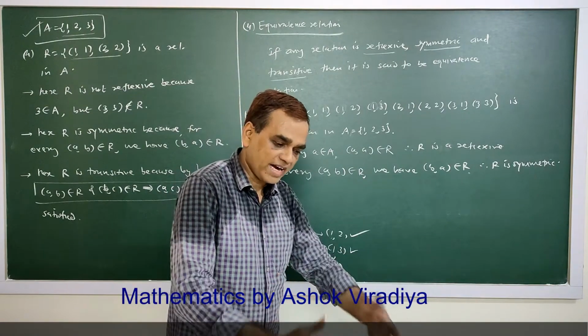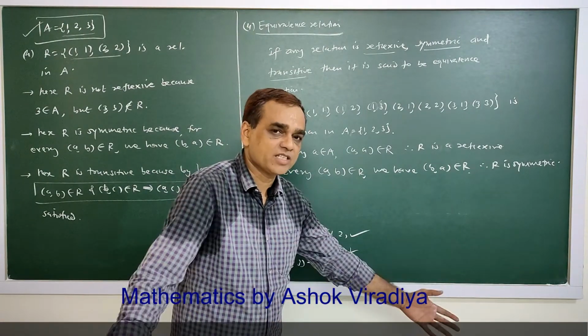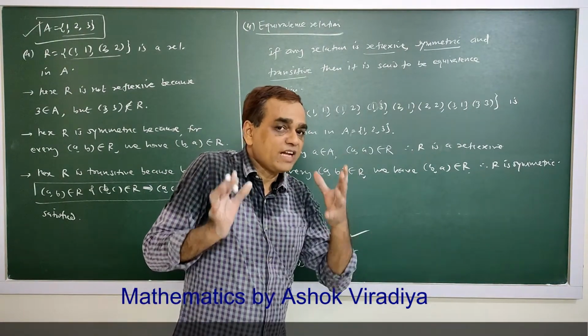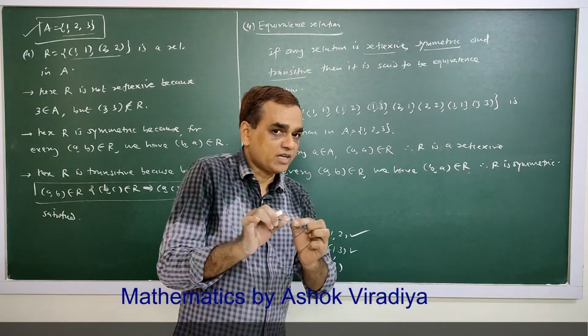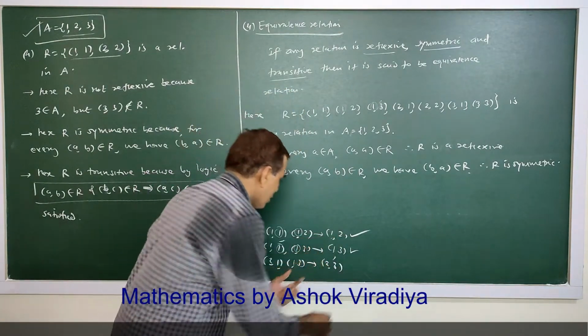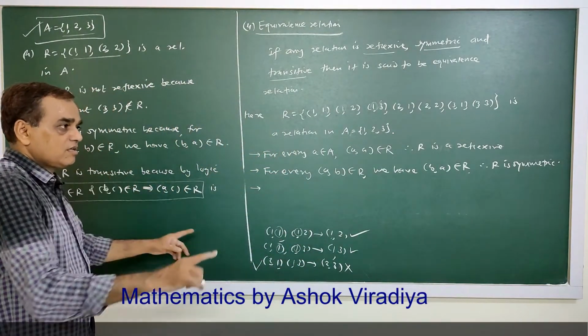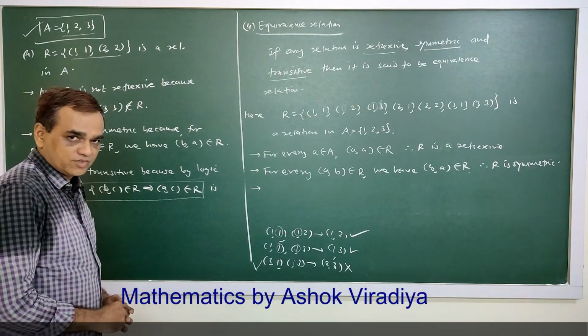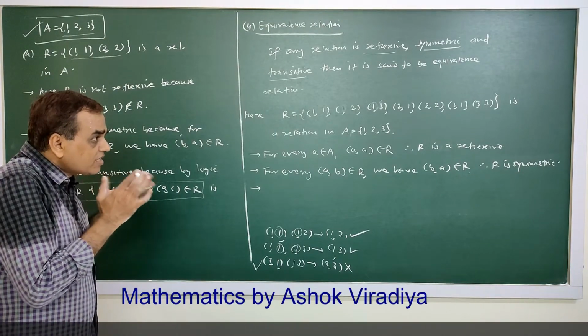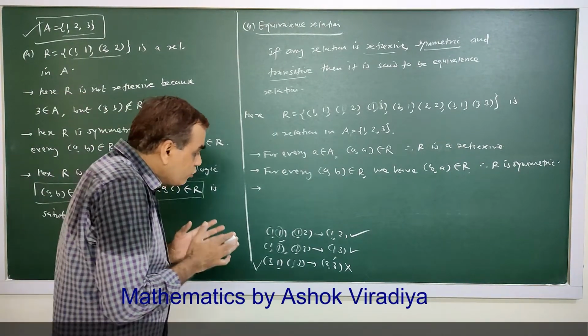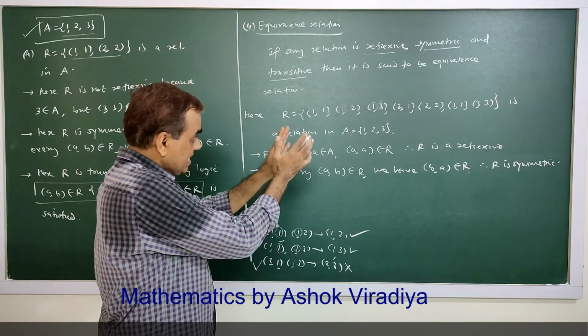No need to go ahead. Don't check for other pairs of elements. As soon as you get a pair of elements having B in common, if (A, C) does not belong to R, then it is not transitive. So to make it transitive, I have to add (2, 3) in this set.